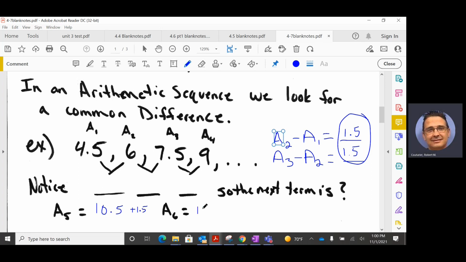And we would get 12. And we can do this over and over and over again. Notice, again, the difference here is 1.5. The difference between these two is 1.5. The difference between these two is 1.5. This is how we found those. We subtracted. We took 6 minus 4.5, 7.5 minus 6, 9 minus 7.5, and so on. And that's how we find our common difference. And then we can use that to keep predicting.